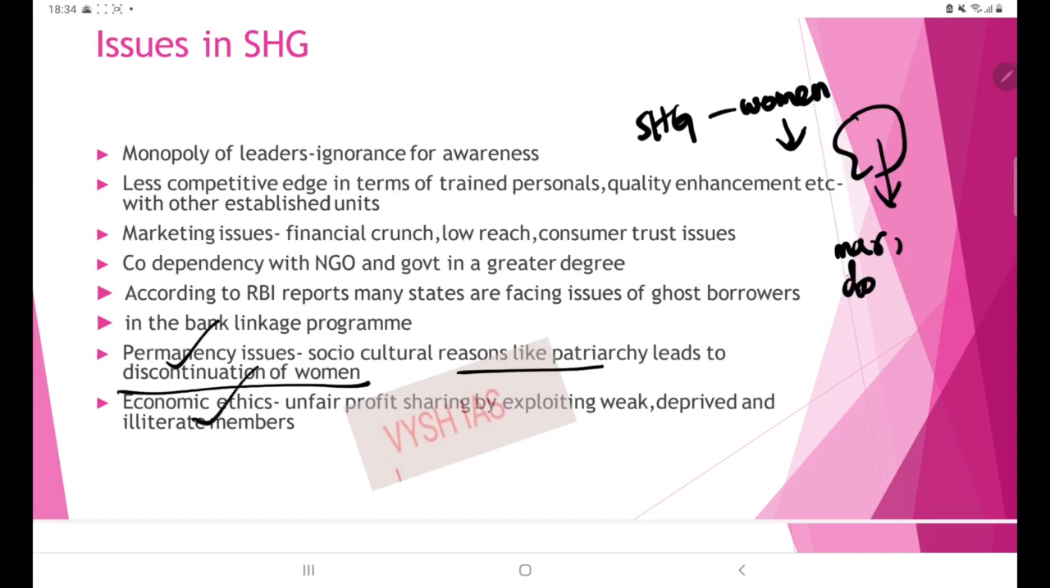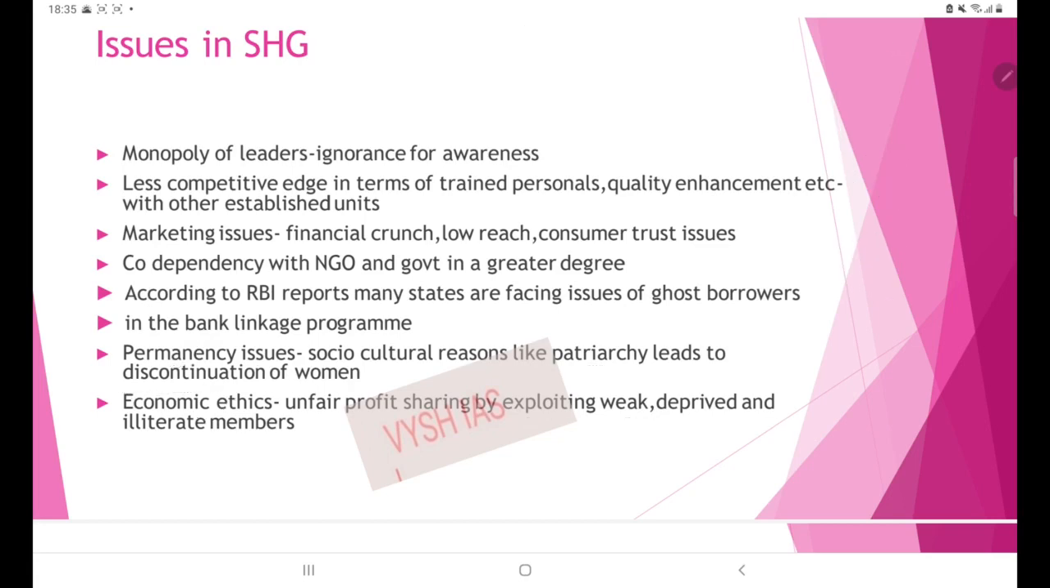Then economic ethics is there. Like in this group, only some will be having good awareness. One or two people will be having good awareness of marketing strategies or profit orientation. So those people will be exploiting the weak, deprived and illiterate members who are in the group.